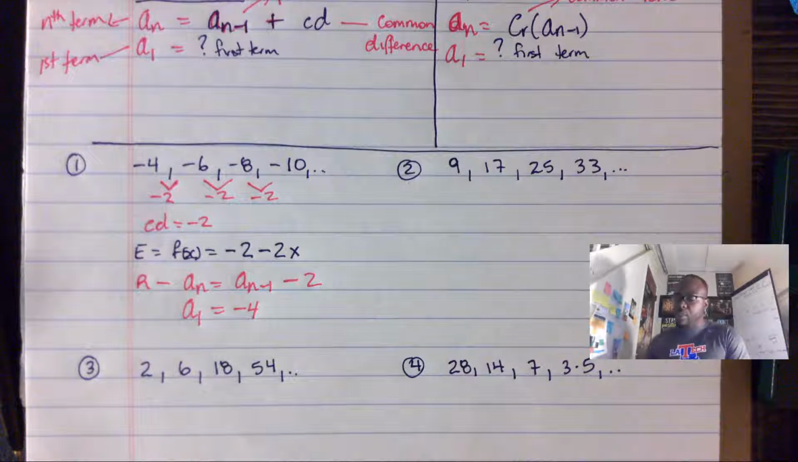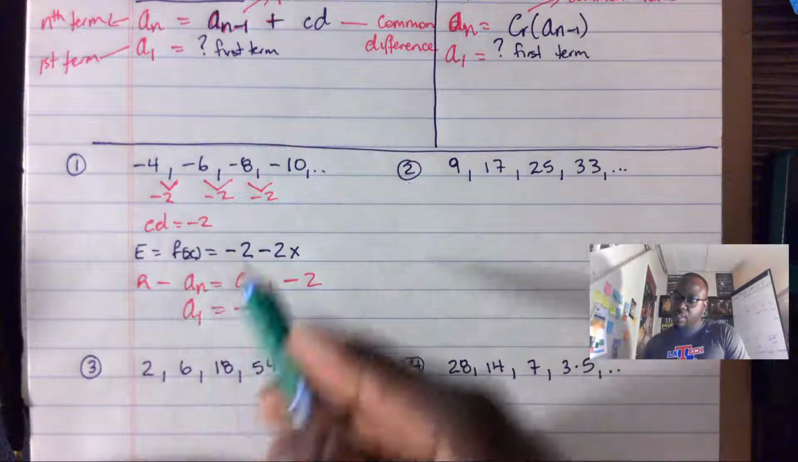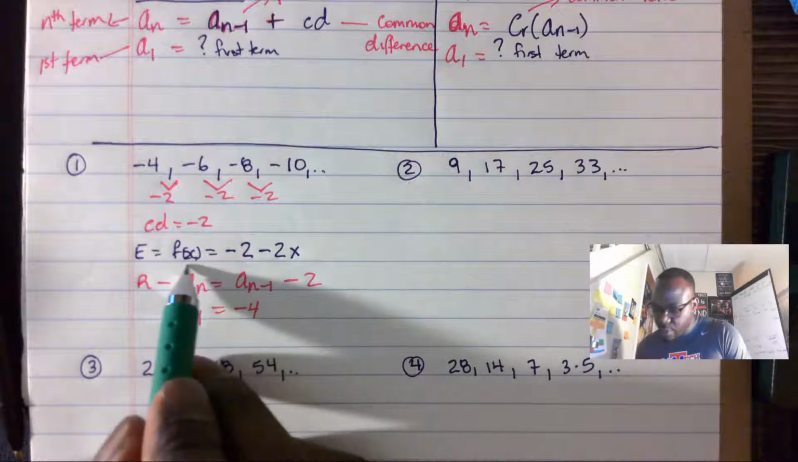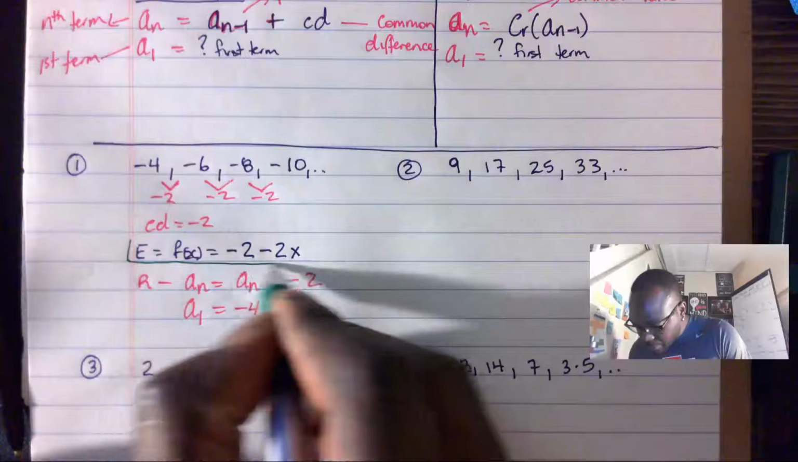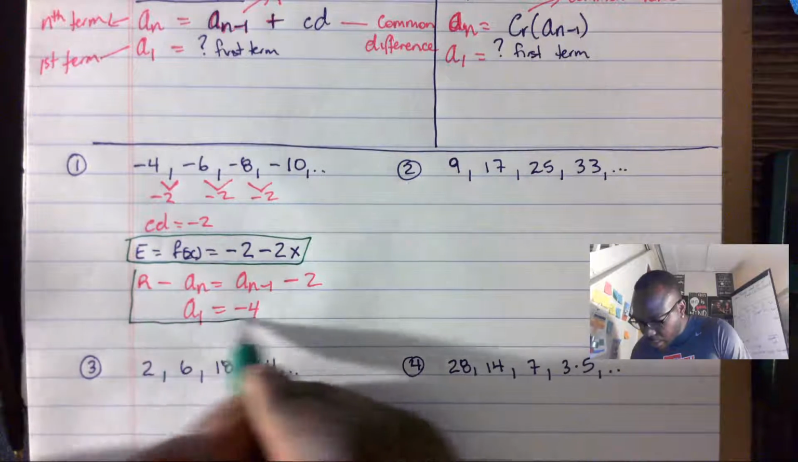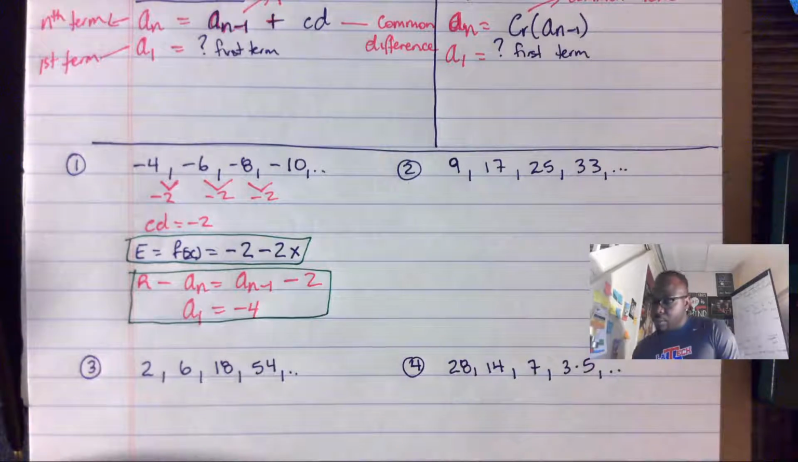Once you have your common difference, it's easy to go ahead and write the formula. So this is my formula for explicit. Let me go ahead and box that. And for recursive, this is what I listed. Boom. So let's look at the second one.